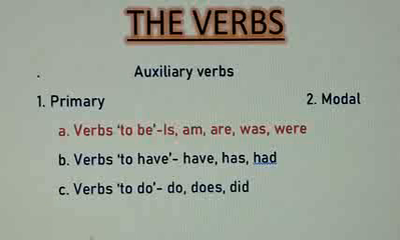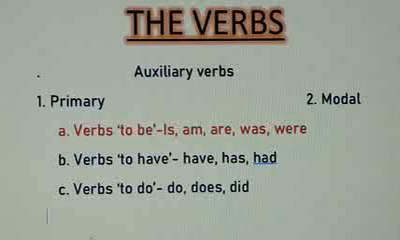Children, in my previous lecture, I explained to you about the auxiliary verbs and its two different kinds. The first one, primary auxiliary, and the other one, modal auxiliary. In the primary group, I also told you about its three parts. The first one is verbs to be form, the second one is verbs to have form, and the third verbs to do form.